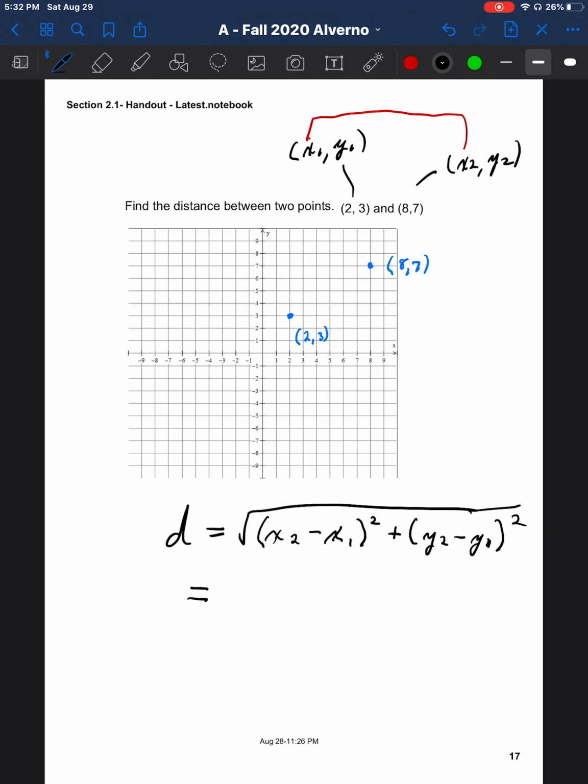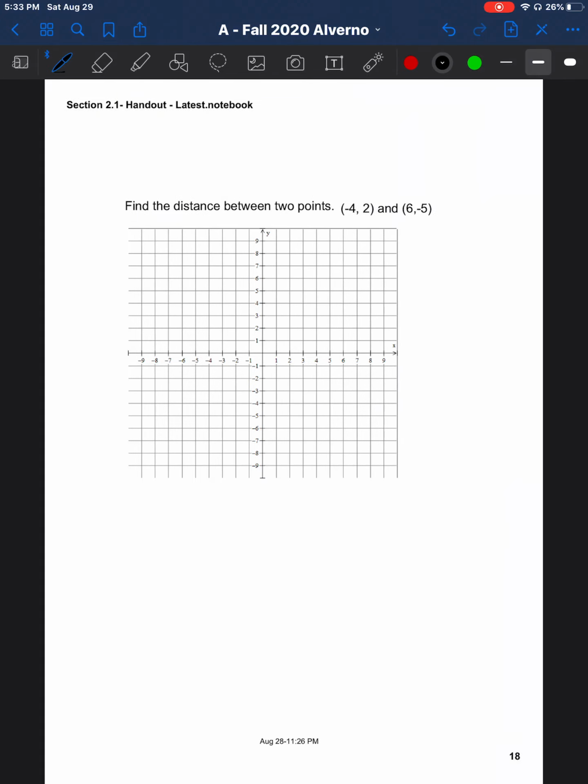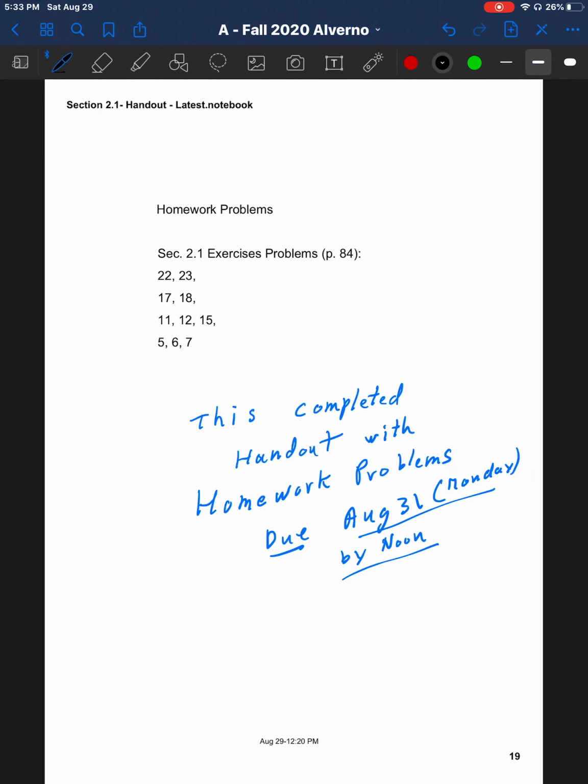This is another problem. You should go ahead and do this. It's the same idea. You'll get used to using the formula. And then finally, do this problem as well. Then there are some exercises at the end here I want you to complete.